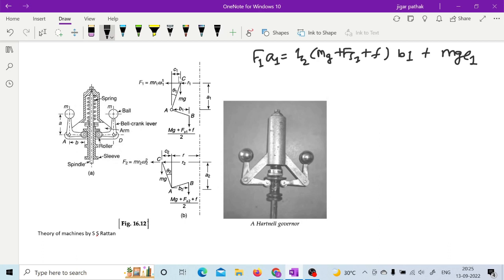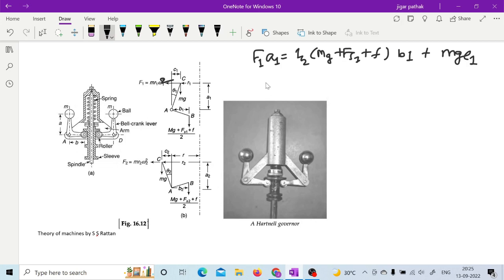This mg into c1, this mr omega square into a1, right? This f1 a1 is nothing but that mr omega square only, right? As you can see, f1 is there and f2 is there. Here actually mr1 omega 1 square is written, but mr omega square is there.